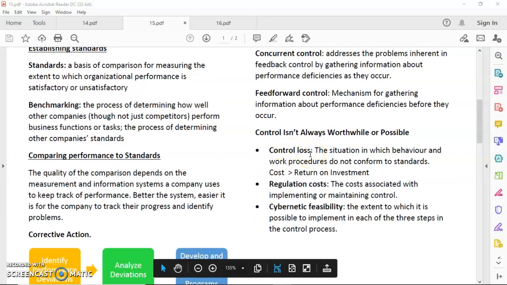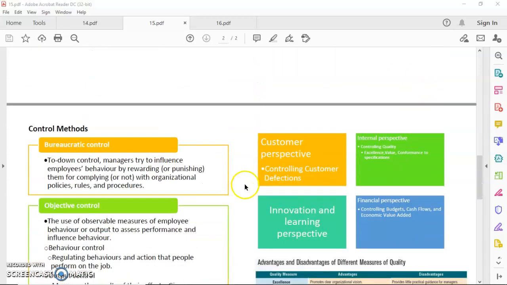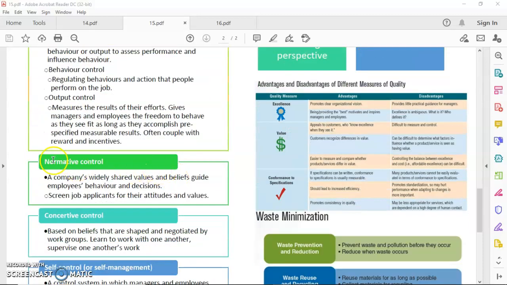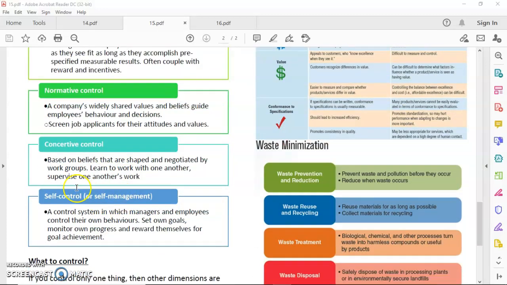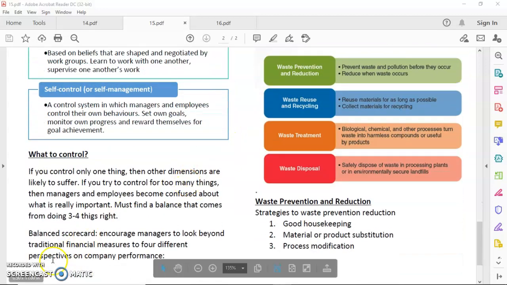Control loss is a situation in which behavior and work procedure do not conform to standard, so the cost is higher than the return on investment. Here we have the control methods that can be happening in a business. So there's the bureaucratic control, objective control, normative control, concertive control, self-control, or self-management. All of these can be used in different ways and apply on different person and different situations.